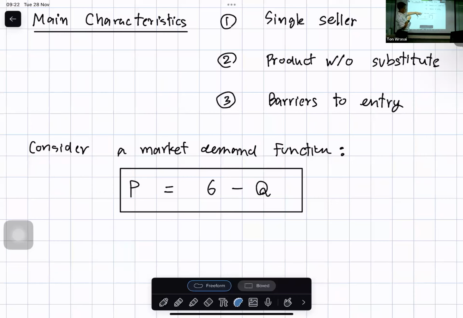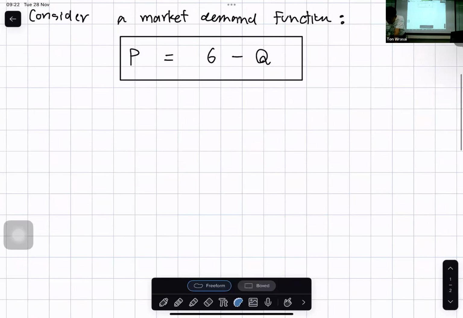So we will use this functional form to learn about monopoly behavior, how this guy sets the price, how this guy sets the quantity that he sells to everyone. So here is a market demand, a very simple one. P equal to 6 minus Q. Let's generate data from this specification.